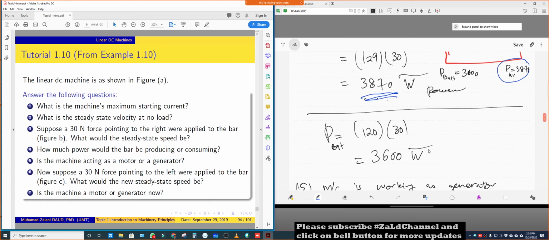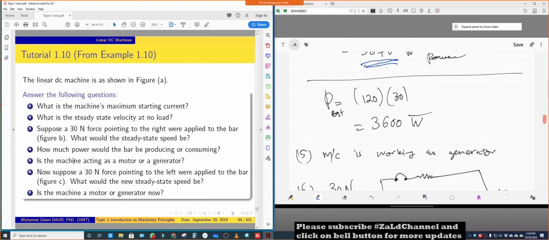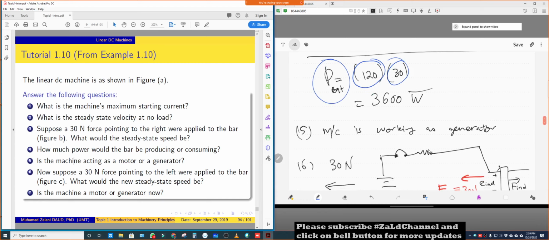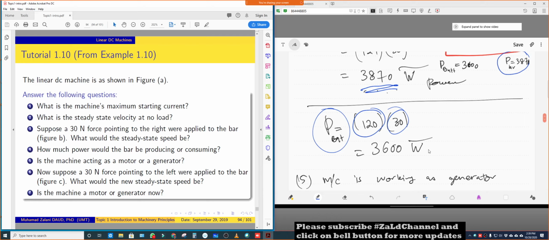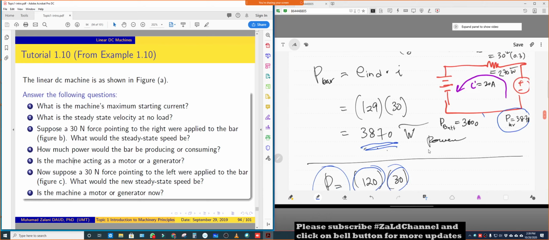I have also shown here how to calculate the battery side power, using P bat. The voltage of the battery times the current gives 3600 watt. This is at the battery side. So at the battery side, we have 3600. At the bar side, we have 3870.